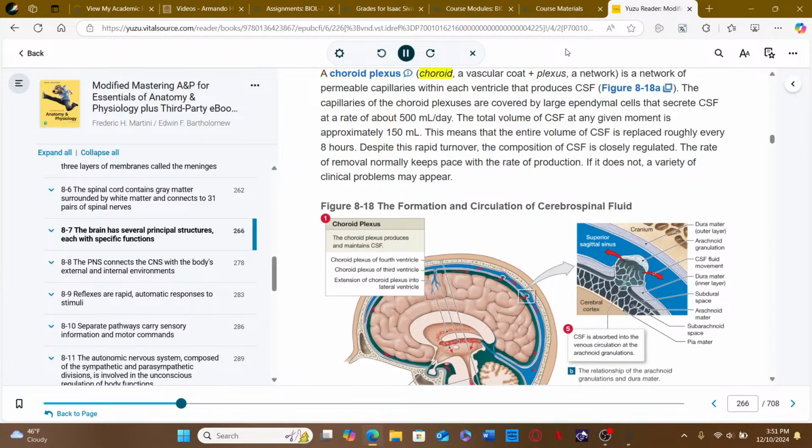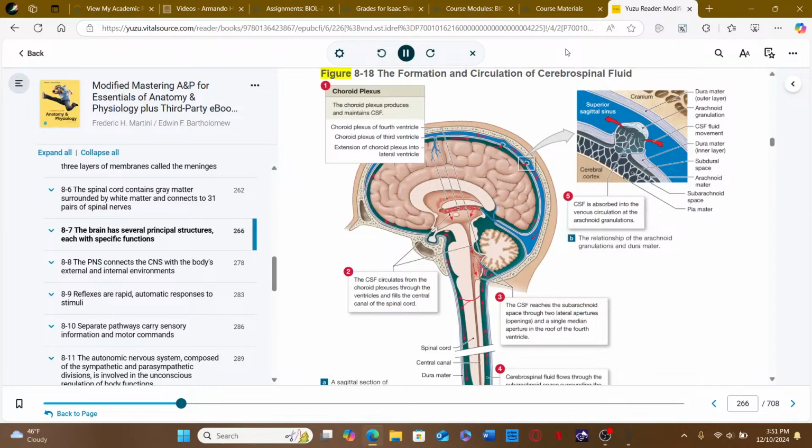A choroid plexus, a network, is a network of permeable capillaries within each ventricle that produces CSF, figure 8-18a. The capillaries of the choroid plexuses are covered by large ependymal cells that secrete CSF at a rate of about 500 ml/day. The total volume of CSF at any given moment is approximately 150 ml. This means that the entire volume of CSF is replaced roughly every 8 hours. Despite this rapid turnover, the composition of CSF is closely regulated. The rate of removal normally keeps pace with the rate of production. If it does not, a variety of clinical problems may appear.